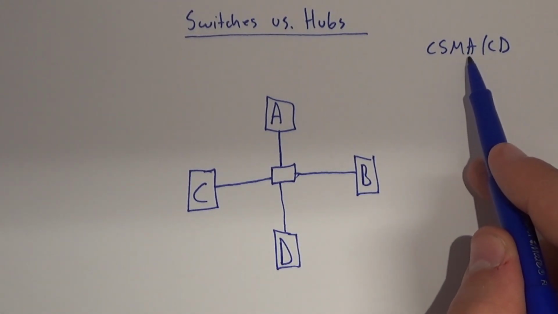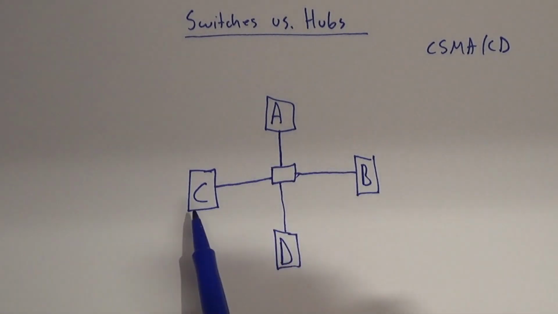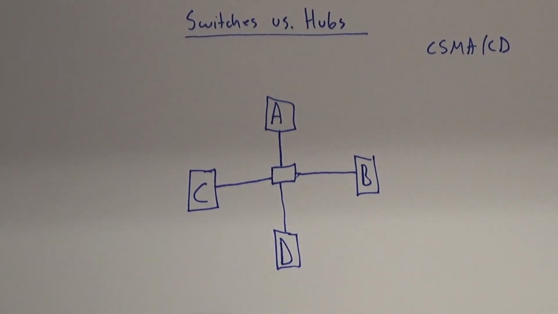MA, or the multiple access, means that each of these devices have equal access to the network. In some of the other networking topologies or the old technologies like the token ring network, only certain computers could talk on a network at any given time. Multiple access says everyone has equal rights to talk on the network at any point in time.